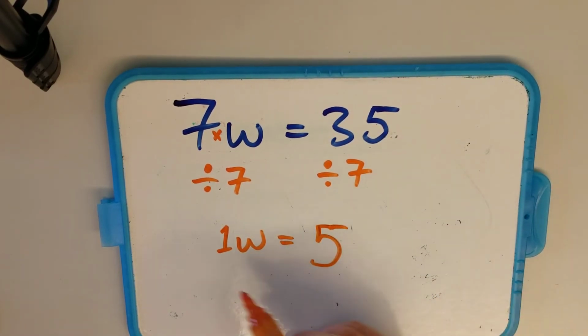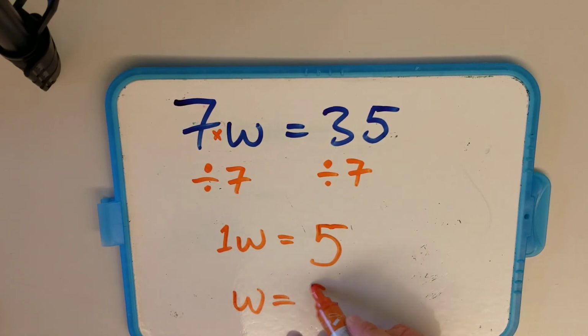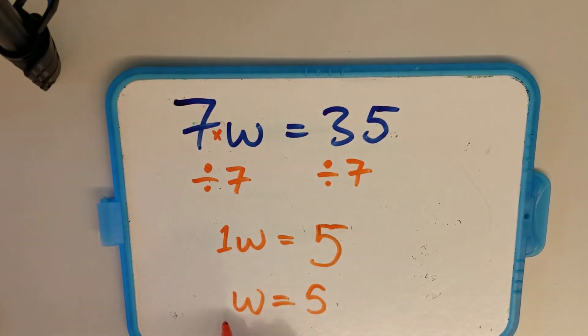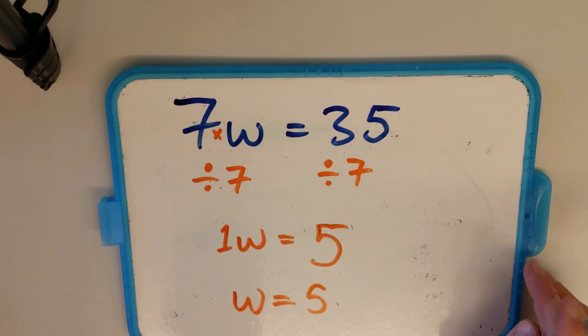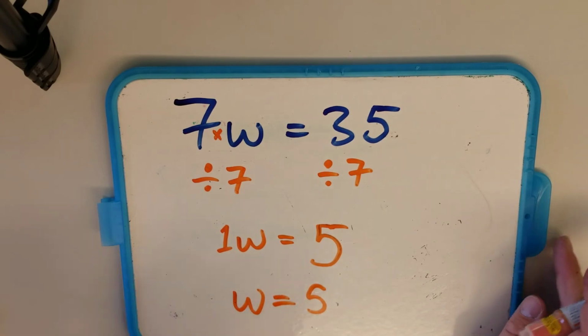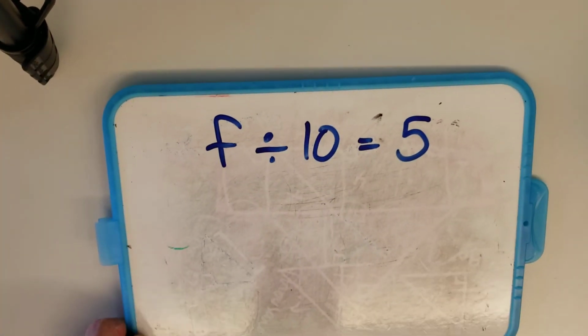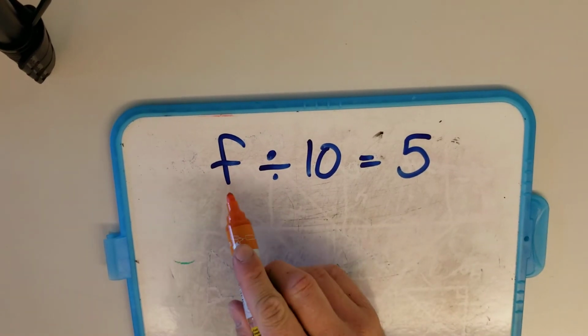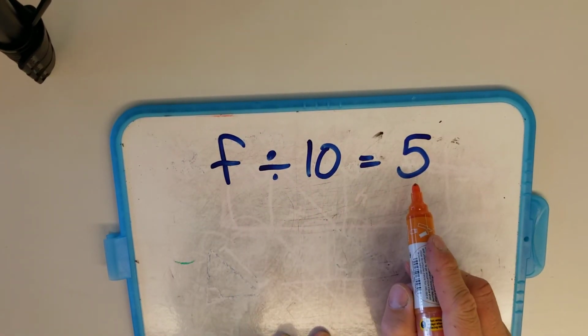Okay? You can write the 1 here, but you don't have to. You could also just write W equals 5. It's understood that there's a 1 here. It's kind of extra effort to write the 1, so we don't usually write it. Okay? And the last example is a division question. F divided by 10 equals 5. So that's the operation we're using.